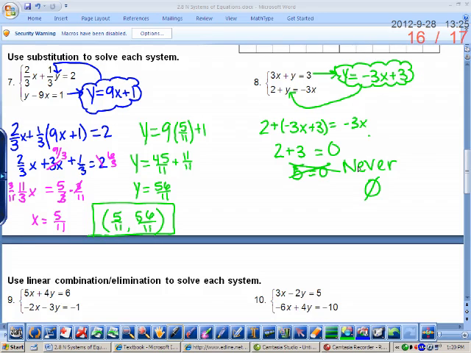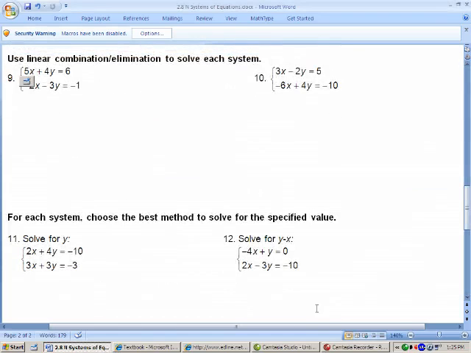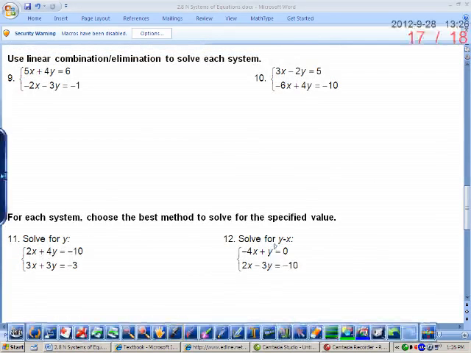Questions on that? Okay. Your instructions kind of got left on the previous page. So if you flip it over, those are your instructions for the next page. Use linear combination / elimination to solve each problem. Now, linear combination and elimination are exactly the same. It's just 2 different names. I use the name elimination more often because that makes sense to me. I'm eliminating a variable. Okay? But I want you to be exposed to linear combination too because you might see it referred to like that in a question.